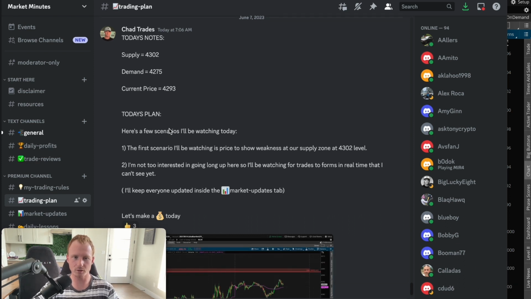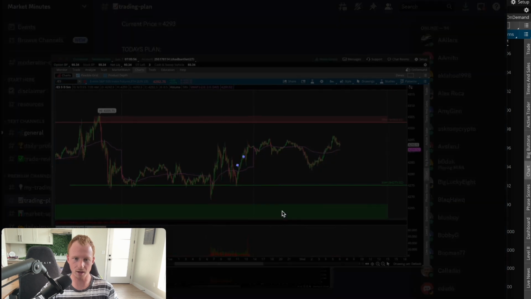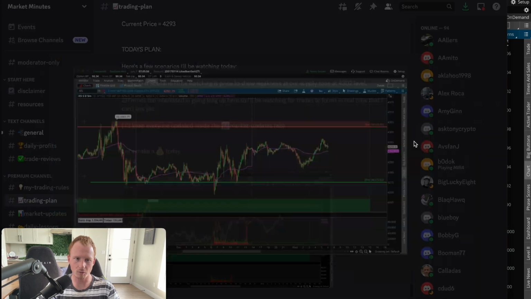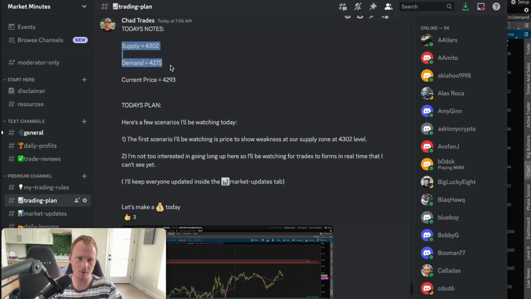This is where I basically write my pre-market plan and establish the levels. Okay, you can see we have the supply zone written on the chart, we have our demand zone and all that good stuff. So we're kind of just in the middle of the range. Only knowing this information, I wrote a plan for that. I wrote my supply, my demand, the current price, and I said, here are a few scenarios I'll be watching today.